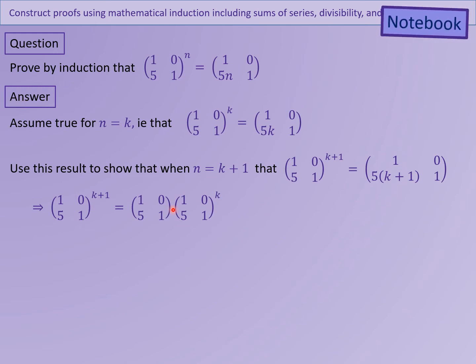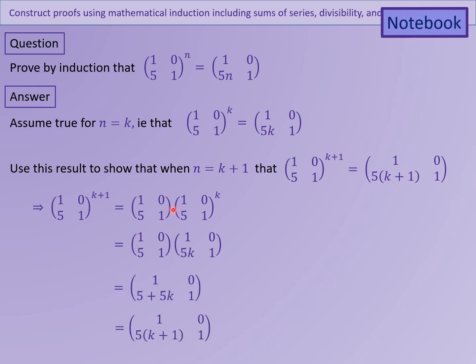So 1, 0, 5, 1 multiplied by 1, 0, 5, 1 to the power k multiplies out to give us the matrix that we were aiming for. So we can say as required. You can double check this. If you'd multiplied this the other way around, because this is just repeated multiplications of the same matrix, you would have still ended up with the same result, if you'd done 1, 0, 5, 1 to the k and then multiplied by 1, 0, 5, 1.